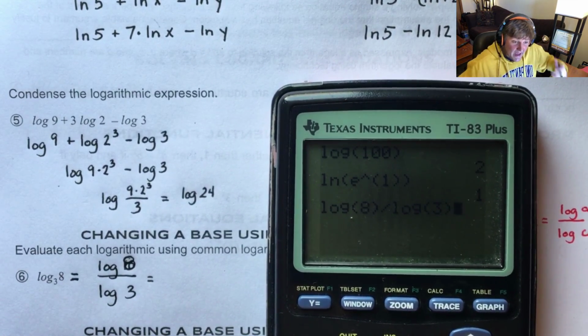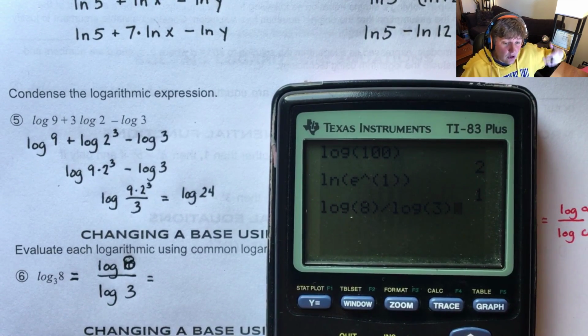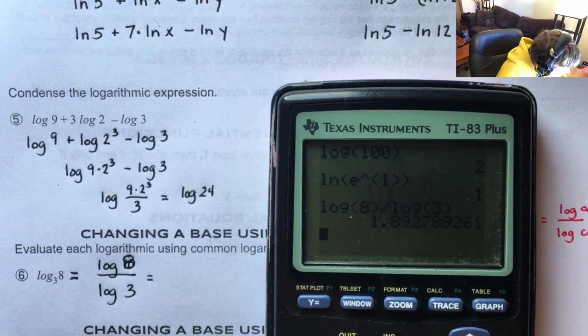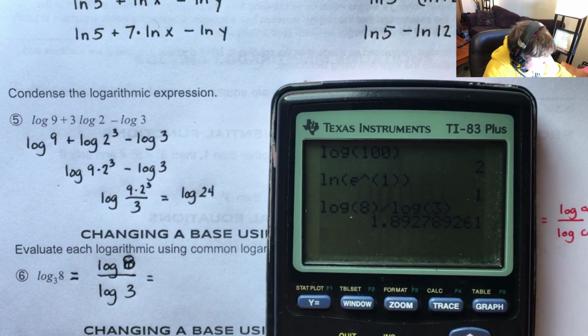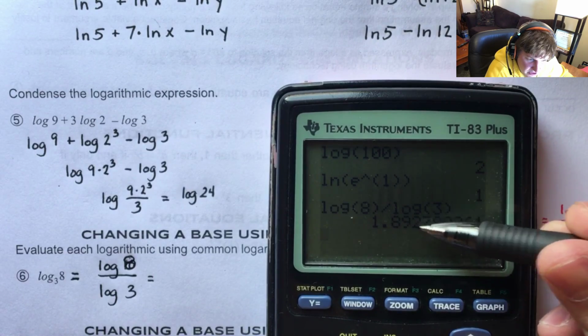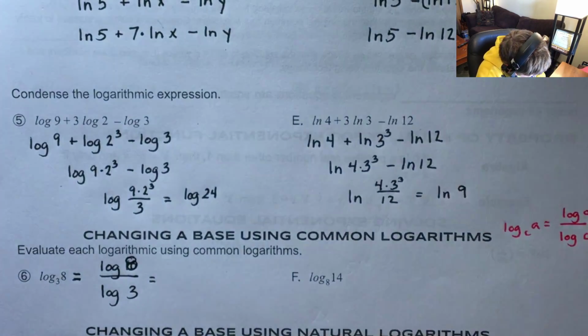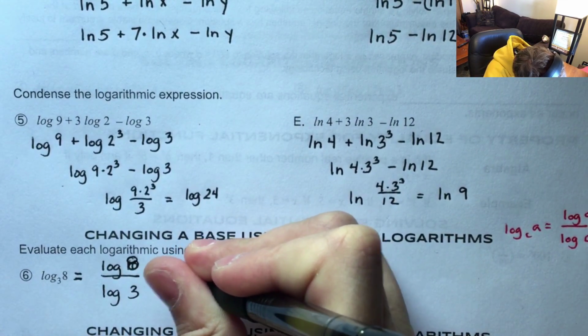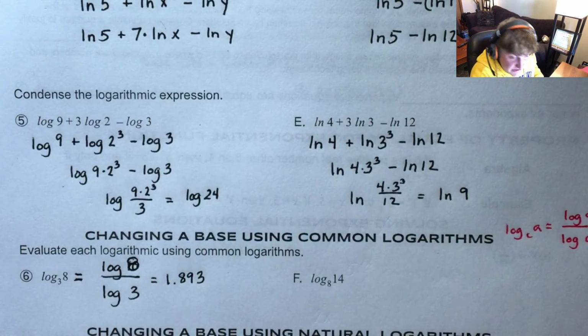Okay, and then what that's going to do is give me log base 3 of 8. That's going to be 1.892. Let's round to the third decimal place, so 1.8927. The 7 is going to round that 2 up to a 3, so 1.893 approximately is going to be my number.